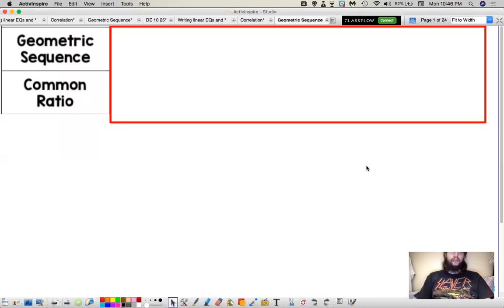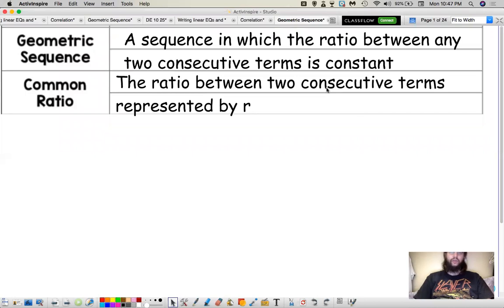All right, guys, let's take a look at geometric sequences now. Very similar to arithmetic. Instead of adding, though, we are multiplying. A geometric sequence is a sequence in which the ratio between any two consecutive terms is constant. We call that ratio the common ratio, represented by the letter R. So R is our common ratio.